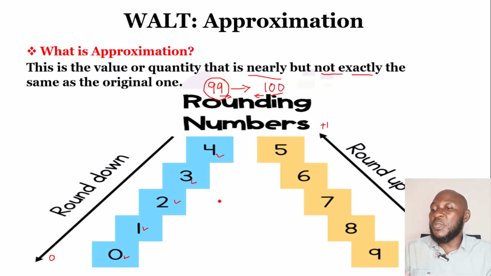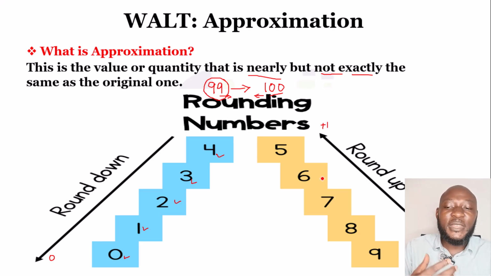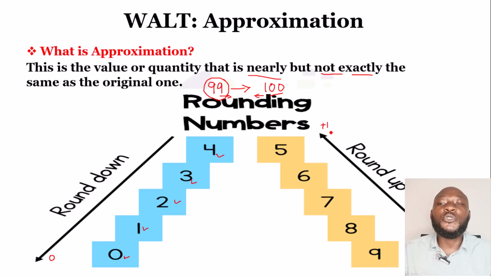So let me repeat myself again because we are going to be using this scale of judgments throughout our lesson today. If the number is 0, 1, 2, 3, or 4, what do you do again? You round down to 0. But if the number that you're carrying your judgment on is either 5, 6, 7, 8, or 9, you round up to 1.